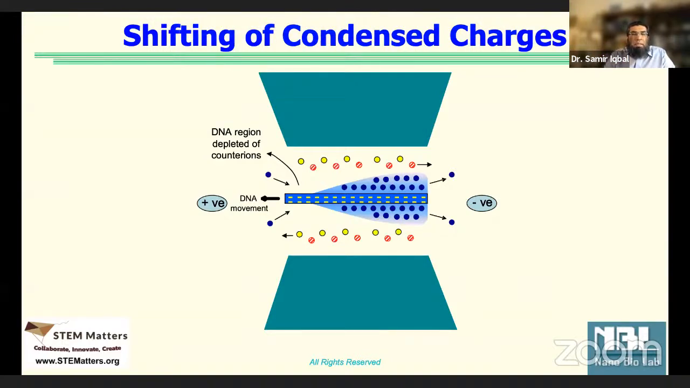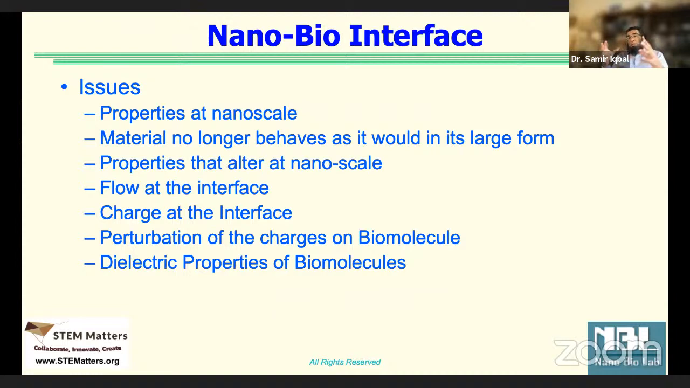So here's an extreme example. If we apply too much field, that would completely transfer the shielding charge on a DNA molecule to one side rather than the other side, leaving one part of the DNA molecule devoid of any charges. So at nanoscale, we can shift the charges dramatically. Now, if we can shift the charges, that means we can create dipoles. And creating dipoles is where we get to see dielectric properties of biomolecules.